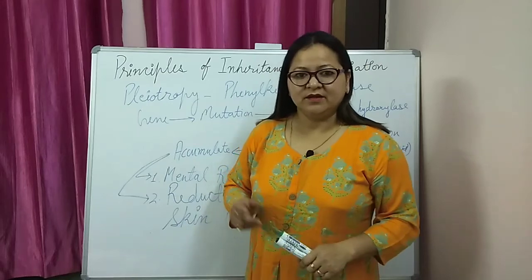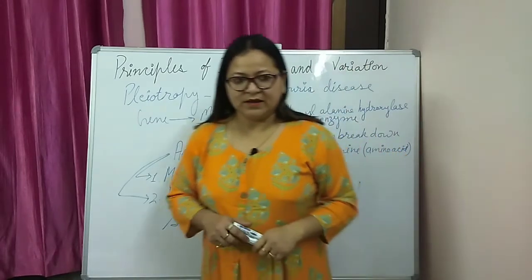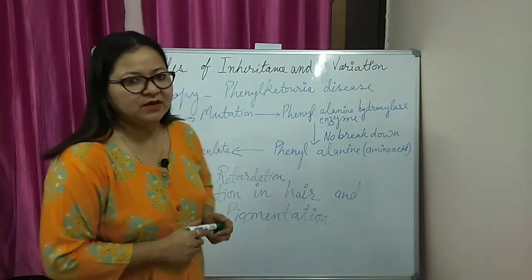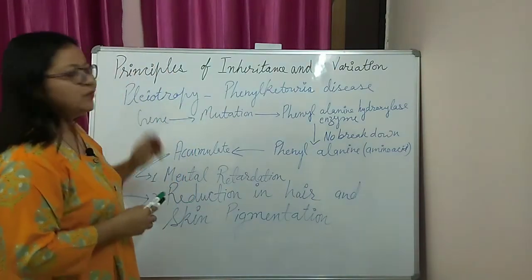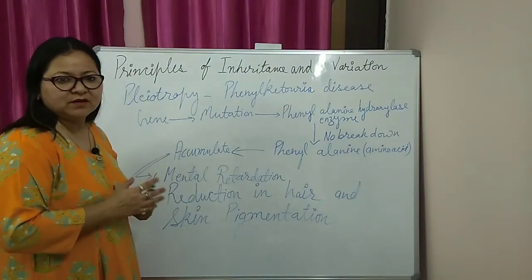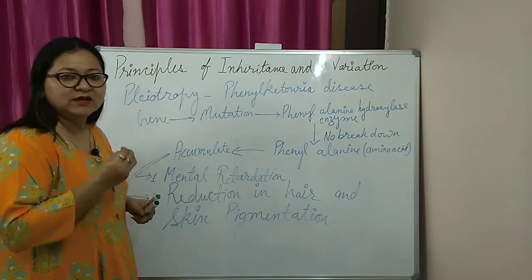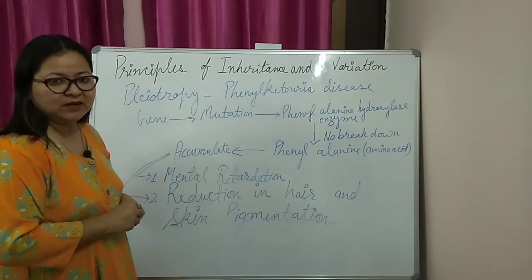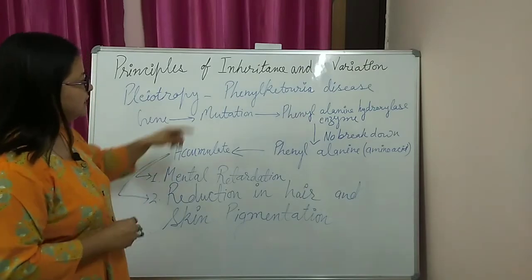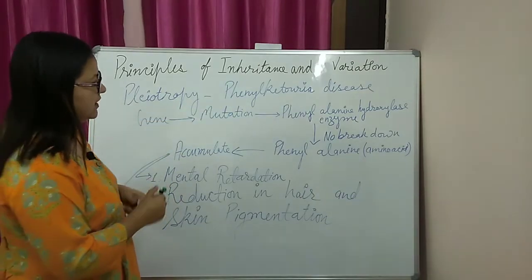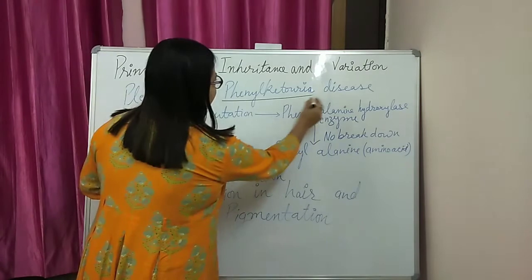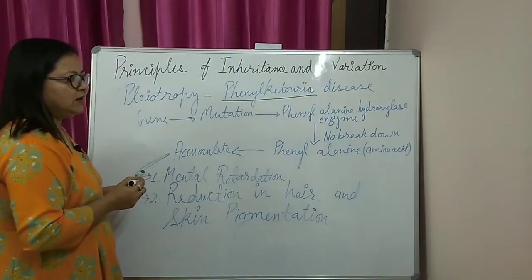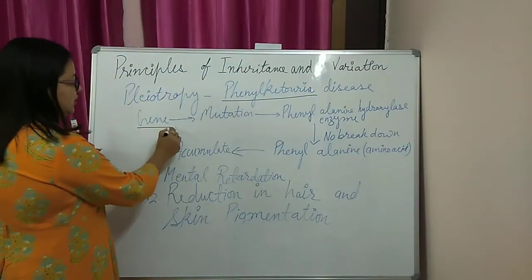Hello students. In this video I am going to explain the next topic, that is pleiotropy. Pleiotropy is a special case when a single gene affects more than one phenotype. The best example of it is a disease known as phenylketonuria. How does it affect? It is a gene mutation.